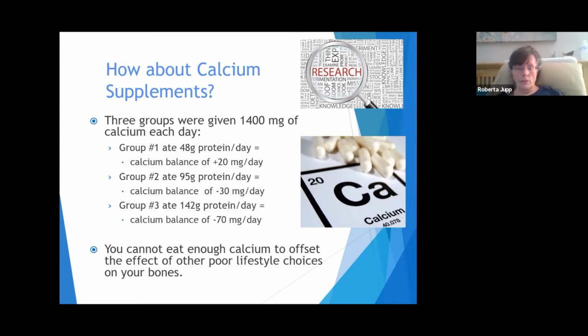I think they had them exercise too. So group number 2 ate 95 grams of protein, but they still lost 30 milligrams a day, even though they were taking the calcium supplements. And then the third group ate 142 grams of protein a day, and they had a negative 70. So I think without the calcium supplements, group 3 lost 100 and something milligrams a day. So it did cut down the amount of calcium that they lost, but even with 1,400 milligrams of calcium, which is a lot, they still lost part of their bone by eating too much protein. So I thought that was pretty interesting.